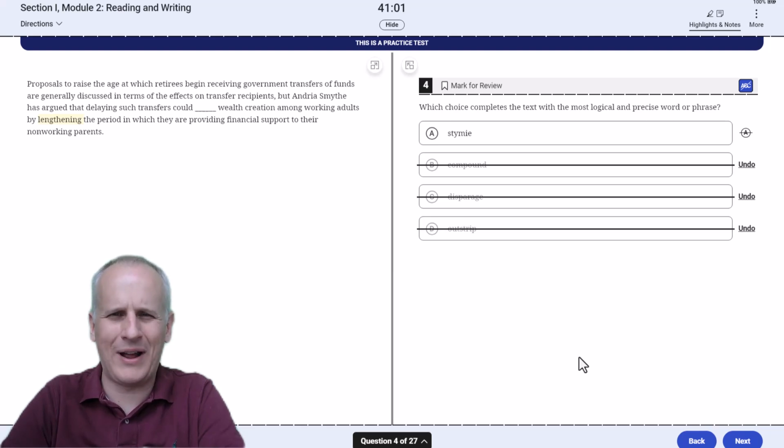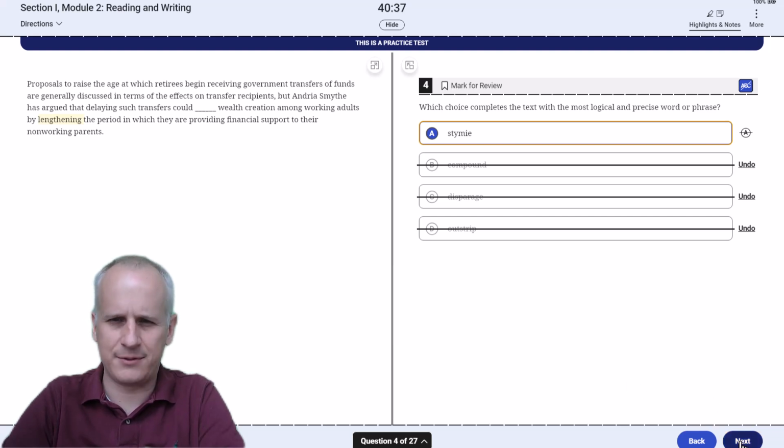If you don't know at least 50% of the answer choices, this is the kind of question that you might mark for review and come back to at the end of the section. But stymie would match lengthening or stopping wealth creation in context. Again, of course, reread your choice if you know what the word stymie means to confirm that you've got an overall coherent narrative at this point.